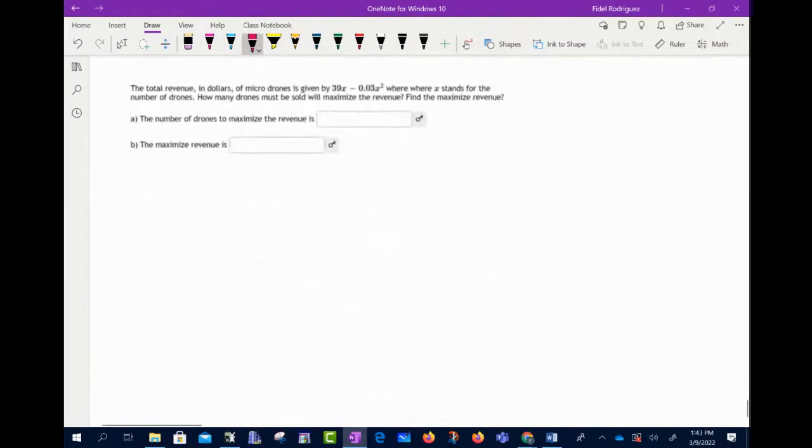So look, let's take a look at the last one here. The total revenue in dollars of micro drones. Okay, so look, y'all, first thing I'm going to do, they're telling me the revenue. So that's my function R of x. So I'm going to just write that out real quick. R of x is 39x minus 0.03x squared, where x stands for the number of drones. How many drones must be sold to maximize the revenue, and then find the maximum revenue. Okay, so we're looking to find the maximum.